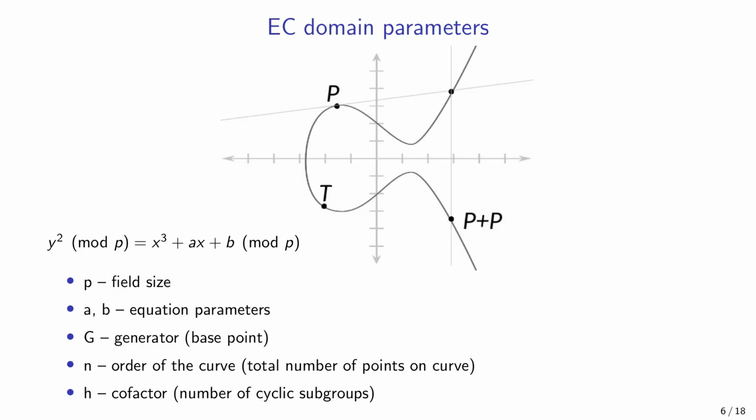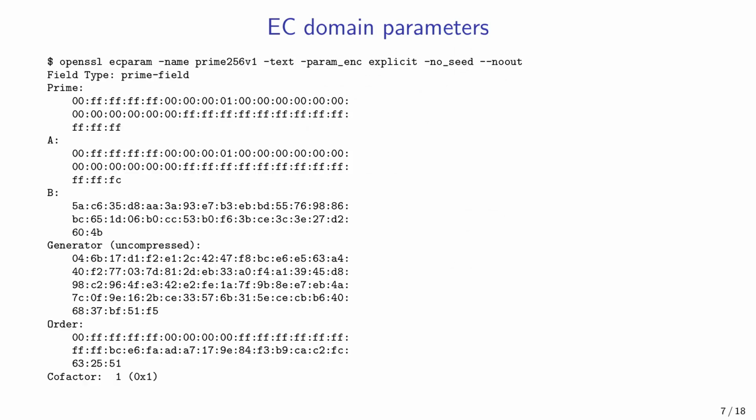Another useful property of having a cofactor of 1 is that any other point on the curve can be safely used as a generator to generate all other points. If you're interested, you can dump curve parameters using OpenSSL ecparam specifying the name of the curve. Here we see the prime p, coefficients a and b, generator g, its x and y coordinates, order of the curve denoted by n, and the cofactor 1.